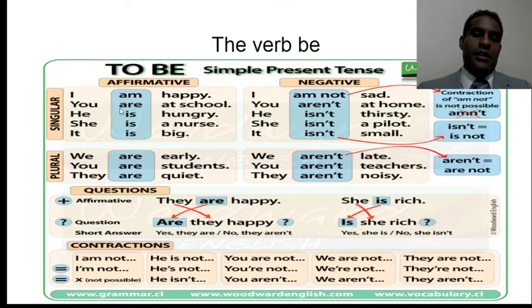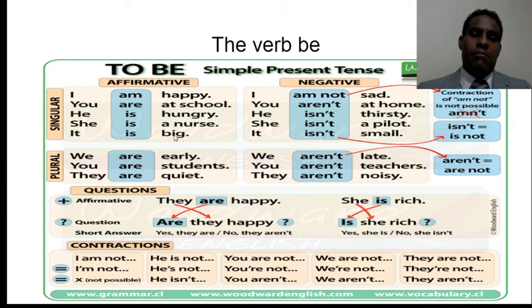In this case, when you say I am happy, then you are using the verb to be to express a state, how you feel at that moment. You are at school. In this case, you are just expressing the place where you are at. He is hungry. She is a nurse. Here, you are just expressing the being of her, what she is. So she is a nurse. It refers to an animal or a thing.